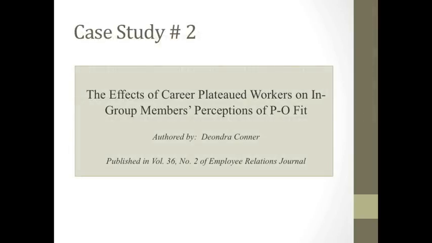The second case study we will be looking at today is the effects of career plateau workers on in-group members' perception of PO fit.